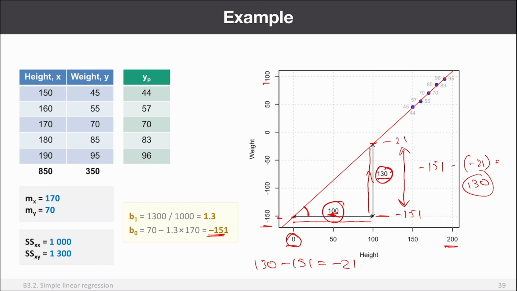Good. Now we need to find out how to define the quality of this model, how well it fits the points, how much of y we can explain by knowing x, how much y depends on x. So all these things will be discussed in the next video.